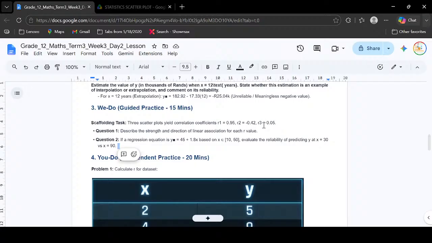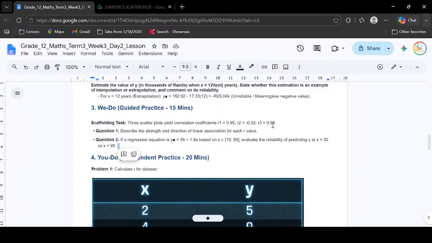So then we have R3. Now this one I can tell. R3 is equal to 0.05. What can you tell me about R3? Is it strong, weak? Because now I know nothing. Or do you start counting from 5? You don't. It's 0.05.